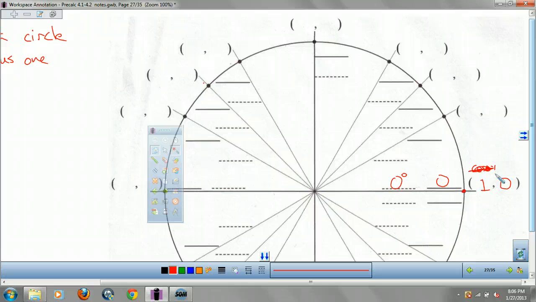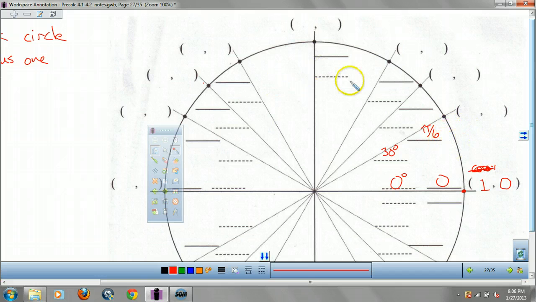Now I go up to 30 degrees, which is pi over 6 radians. You may be saying, Mr. Wilger, how do you know so well? I've had teachers make me memorize this through the years. And you shall too. Okay, 30 degree angle.